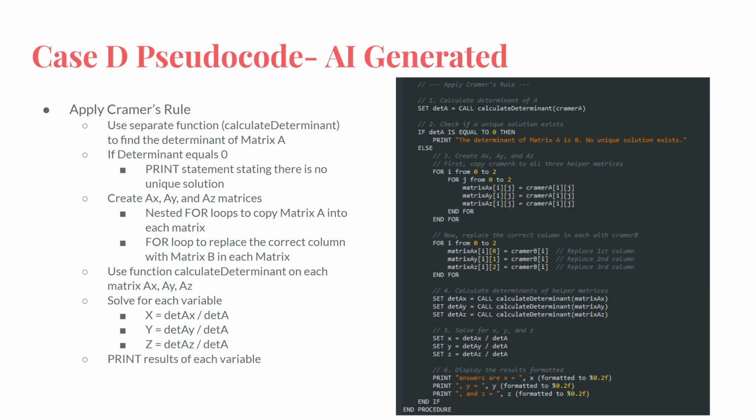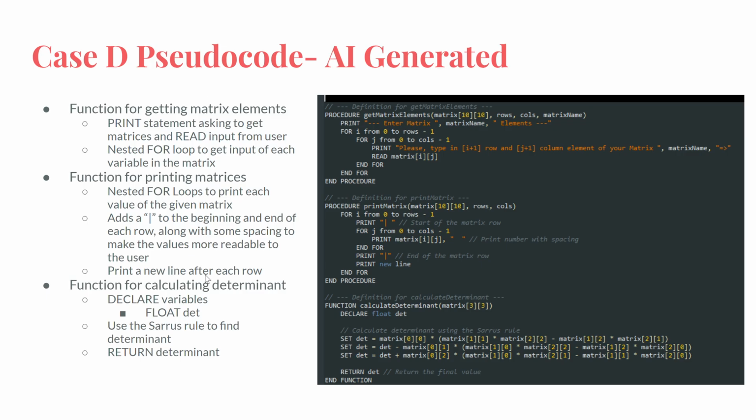It will then calculate the determinant of each of the matrices by using the calculate determinant function for each corresponding matrix, AX, AY, and AZ. And then it goes on to solve for x, y, and z by using a similar format, x equals determinant AX divided by determinant A, and so on and so forth. And finally, it displays the results formatted, where x is equal to the x value, y is equal to the y value, and z is equal to the z value.